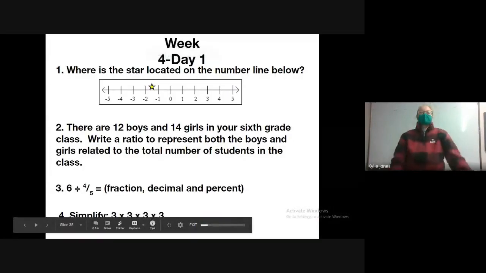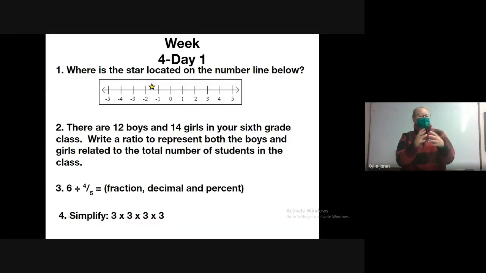Okay, so number 1, where is that star on the number line? So what number is that on? Number 2, there are 12 boys and 14 girls in your 6th grade class. Write a ratio to represent the boys and the girls related to the total number of students. So one ratio that's boys to the total, and then a second ratio that's girls to the total. Okay?